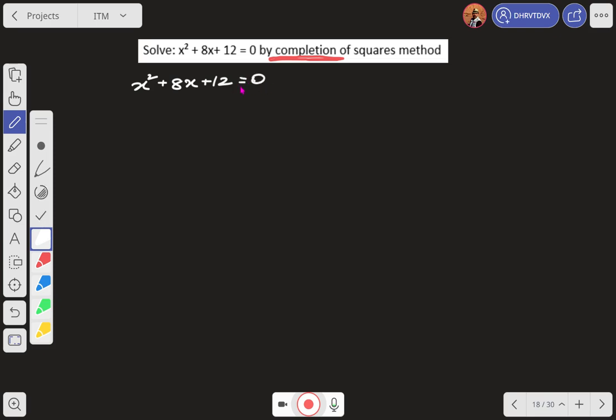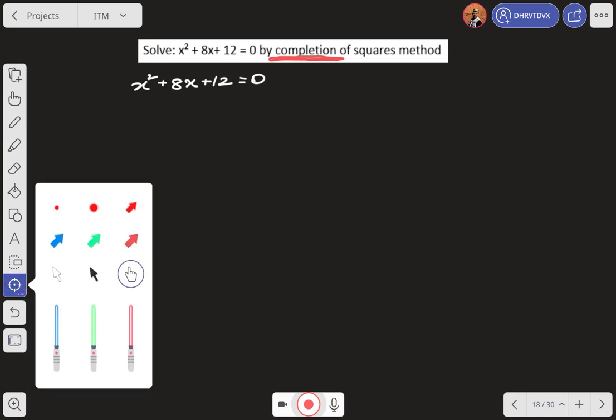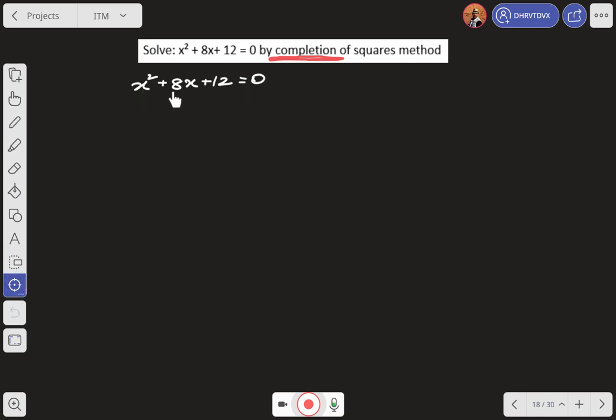The first step is to move the constant. Constant means, does this one have a variable? I don't see any variable here. Only numbers are constants. So this one is to be eliminated. We follow the inverse operation, that means the opposite one.